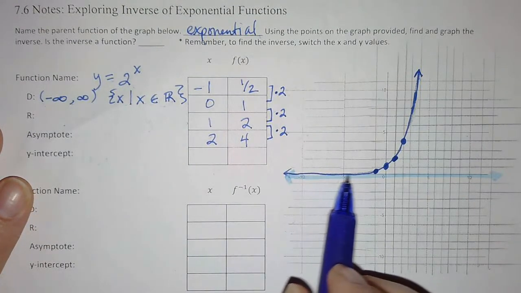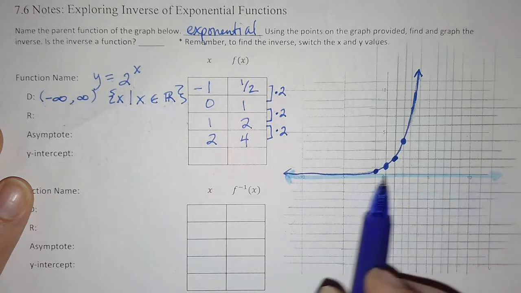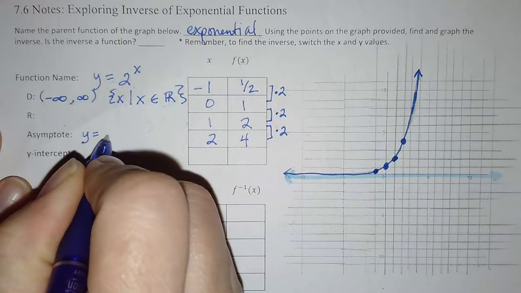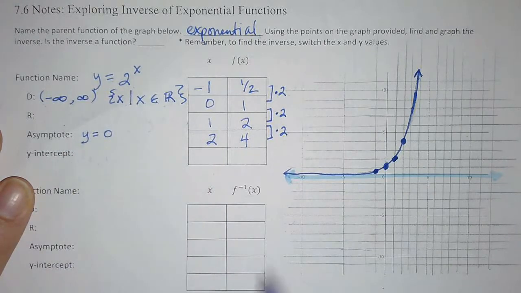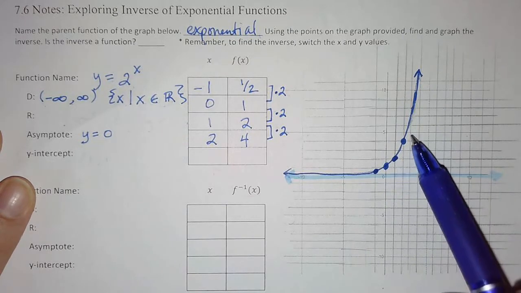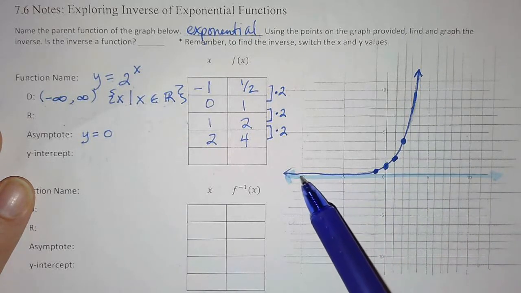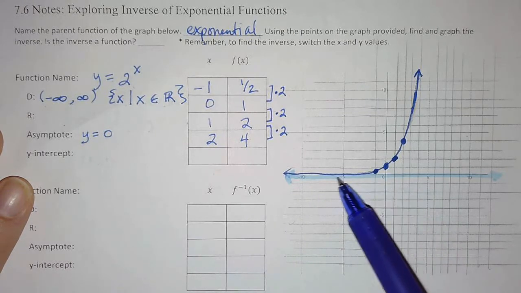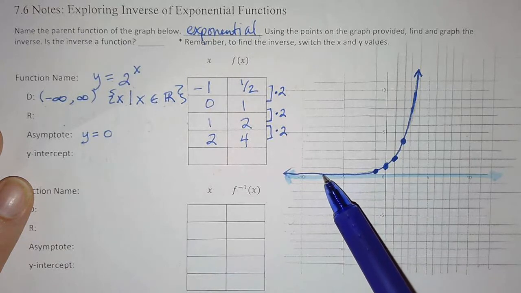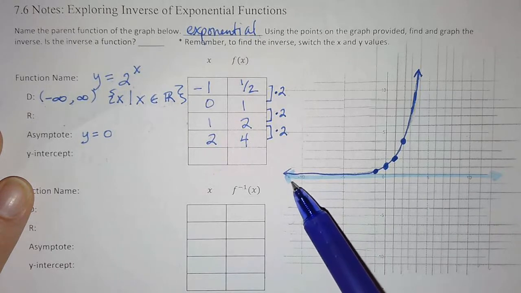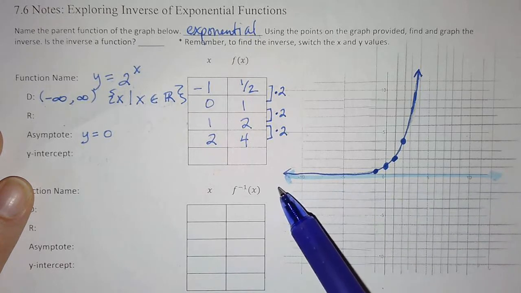I went ahead and drew in my asymptote here. My asymptote is at y equals 0. So this curve curves up, and it's easy to see that curve. And on the bottom here, it's still curving. Whenever you can graph this on Desmos or something, you can zoom in down here and see that it gets really close to this line. It'll never cross it. This is my asymptote, y equals 0.